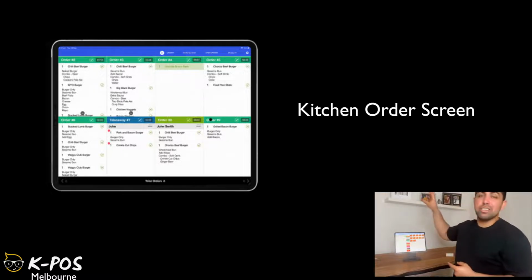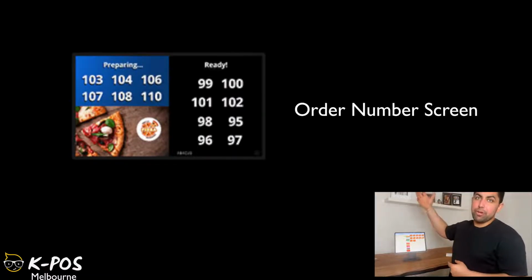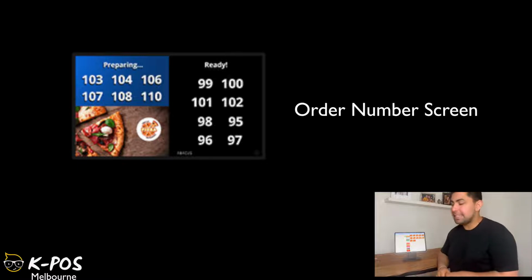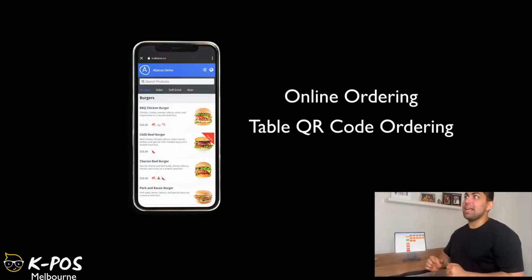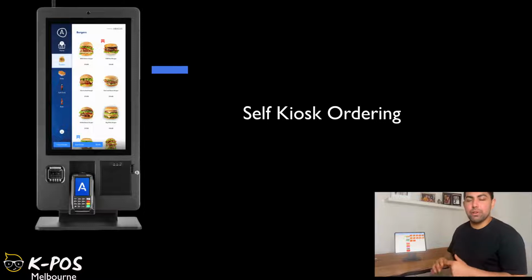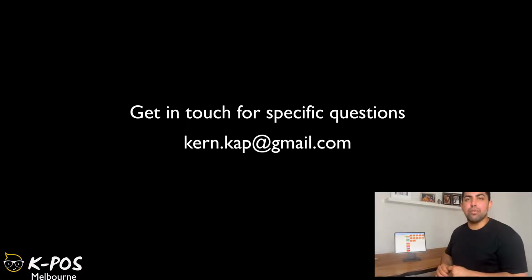You can have an order display, so if you want to call out order number 5, you can have a separate screen for that. Basically, there's a bunch of different features. If you have a specific question based on your kind of setup, feel free to reach out to me and I can let you know what kind of solution would work best for you.